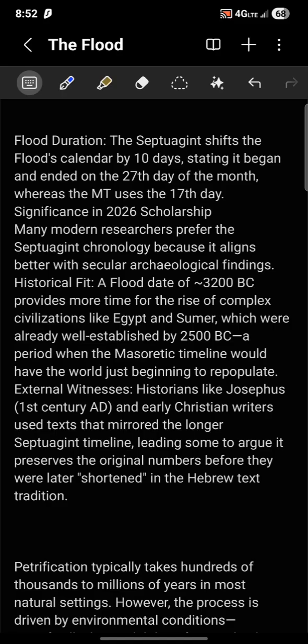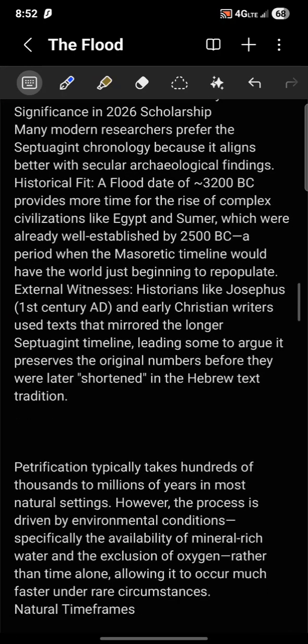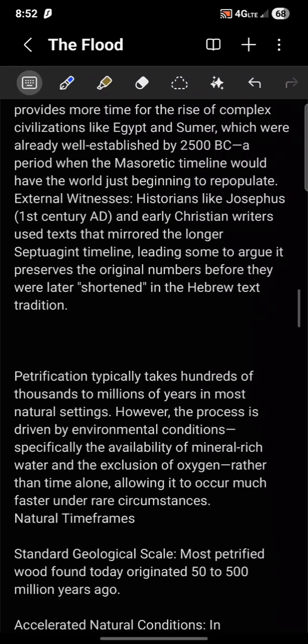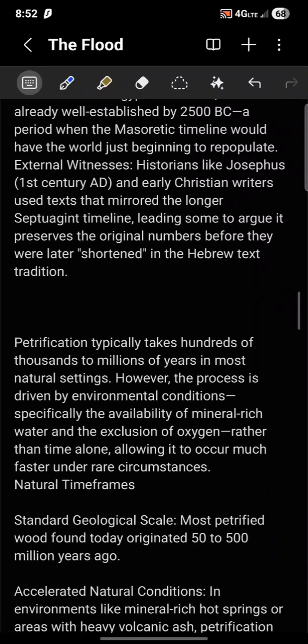External witnesses. Historians like Josephus, 1st century AD, and early Christian writers used texts that mirrored the long Septuagint timeline, leading some to argue it preserves the original numbers before they were later shortened in the Hebrew text tradition.